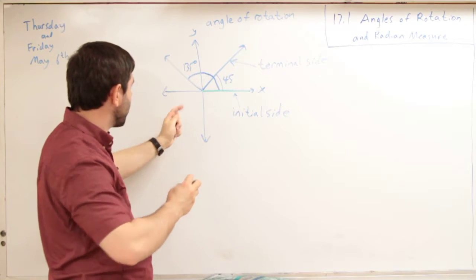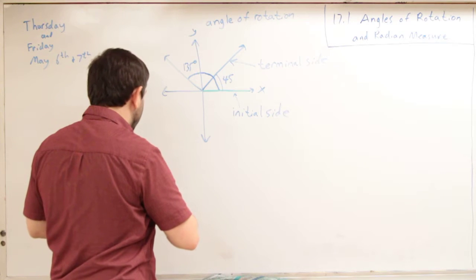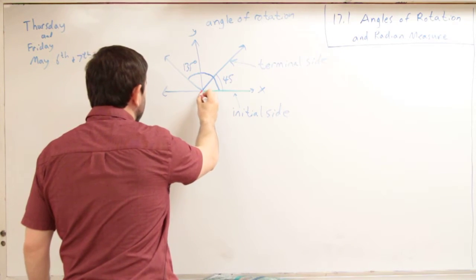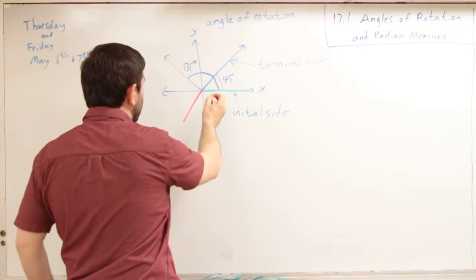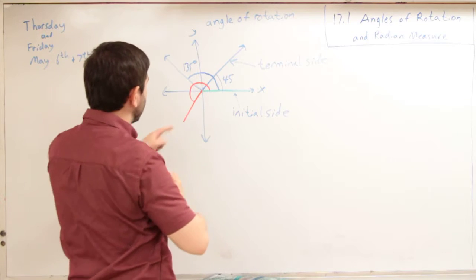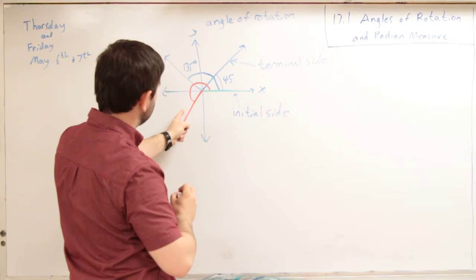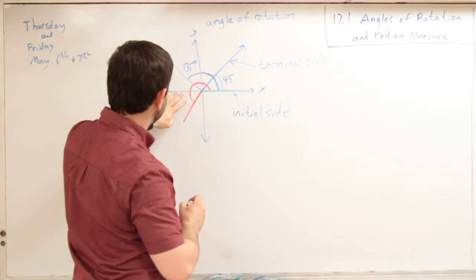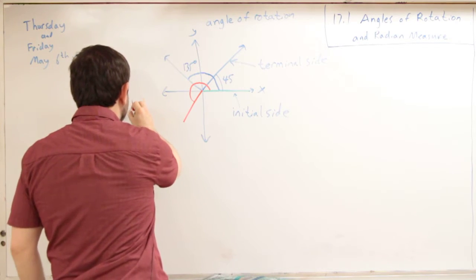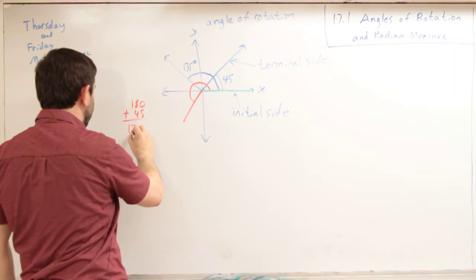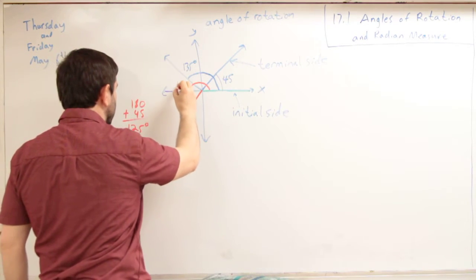We can also have angles that are greater than 180 degrees, so greater than a straight line. So that would be, using a different color here, an angle like that. If we keep on going in 45-degree pieces, this would be 90 degrees plus 90 degrees plus 45 degrees. So 180 plus 45 is 225 degrees.